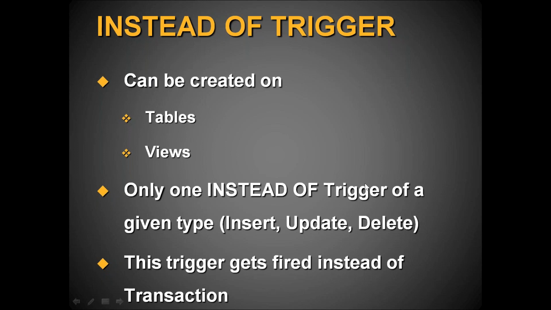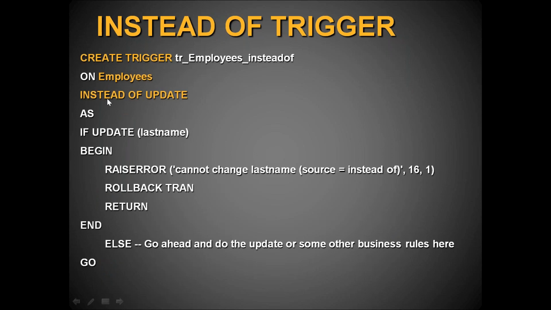Instead of a transaction, instead of update, if you want to fire, you can fire. Instead of delete, you can fire. Instead of delete means the delete is not going to be used, while these two are going to be used and fired. So with an instead of update trigger, you update some things, else go ahead and do the update or apply some other business rules here.